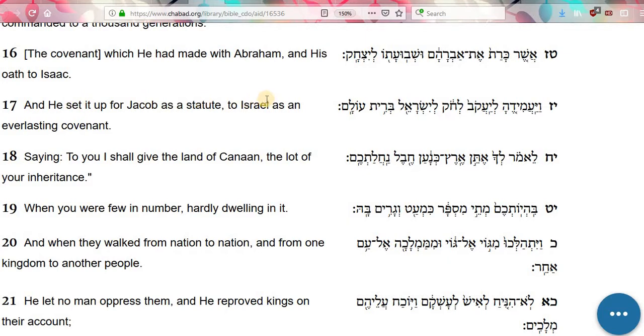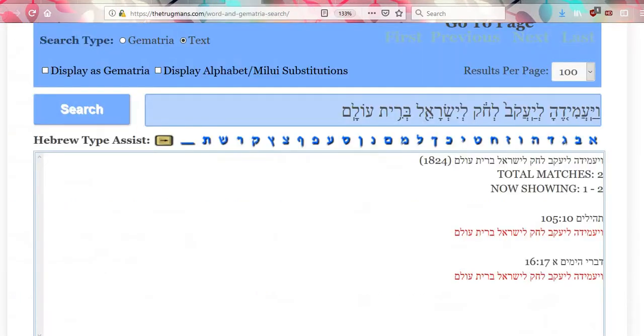So let's go to the next verse. He set it up for Jacob as a statute, to Israel as an everlasting covenant. And here it is, 16:17. And interesting, this verse is a true twin. So there are many verses in the Bible that are the same in content, but usually there's one slight difference between them. This one is a true twin, it's totally identical.